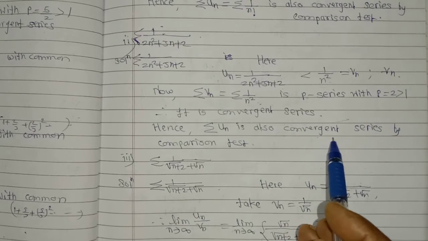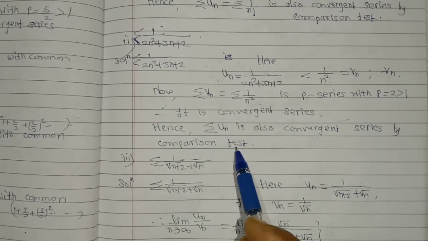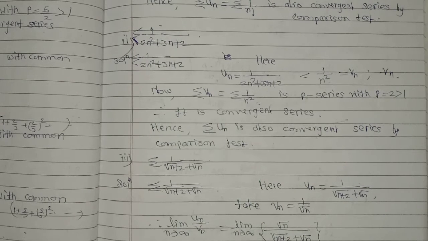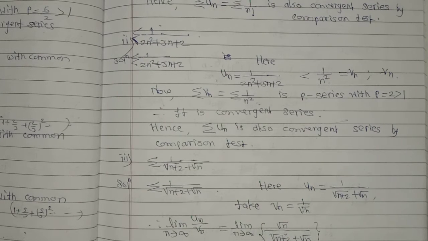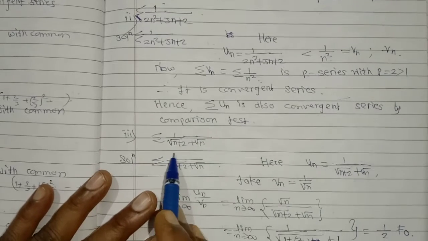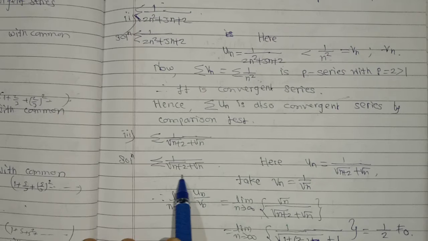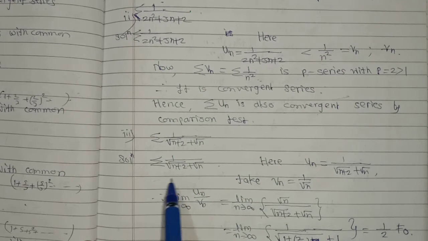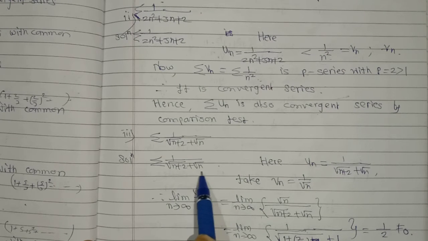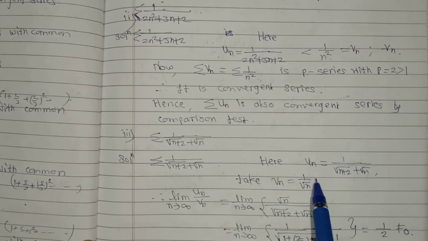Now we consider the next example, summation of 1 upon root of n plus 2 plus root of n. We write the given series in the solution. Here Un equal to 1 upon root of n plus 2 plus root of n, and we take Pn equal to 1 upon root of n.